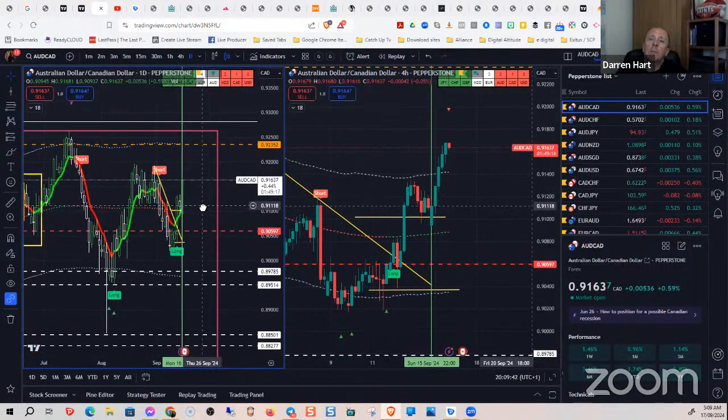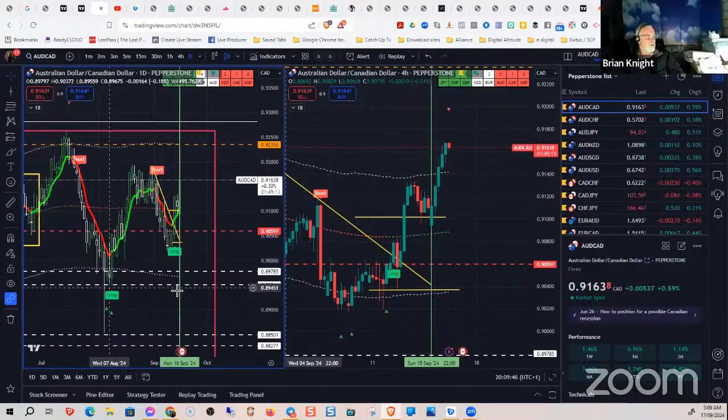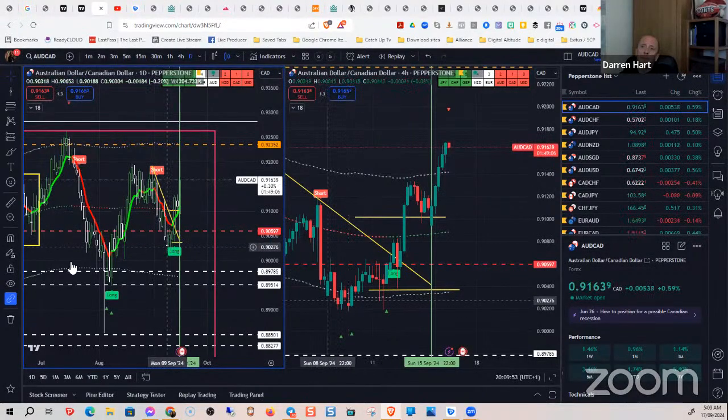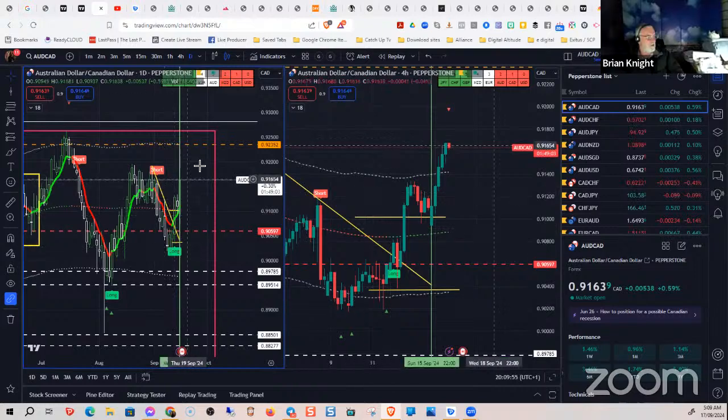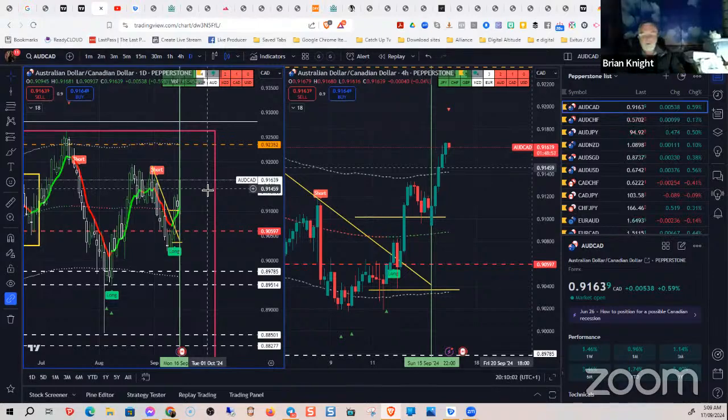Well, I'm still in the buy on this from down here. Yeah, of course, but that would have been a big pullback down, nearly to entry, and now it's going back off again. Okay, that's a longer term view that you've got, which is good.